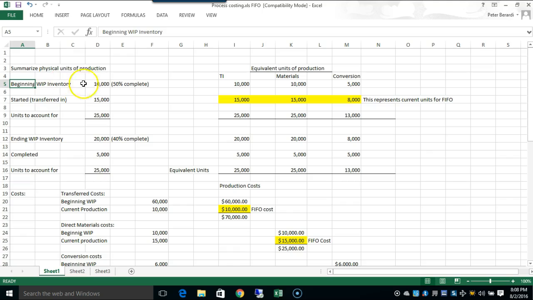We're told that beginning WIP inventory is 10,000 units, of which conversion costs are 50% complete. If a problem does not tell you any percent of direct materials, it is assumed that direct materials are 100% complete as an equivalent unit. So a direct material gets 100, an equivalent unit gets 100% of direct materials.